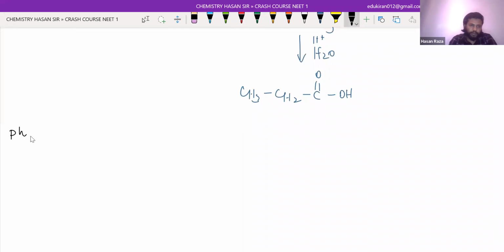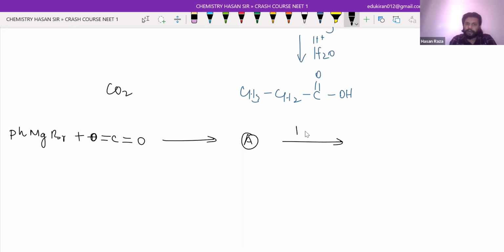If I give you PhMgBr and react it with CO2, it's not necessary that the reaction will be written like this. It can be written as CO2, so you have to do it in your own way. Then you get A, and after hydrolysis you get B. Just let me know the name of B. At least do at least one.